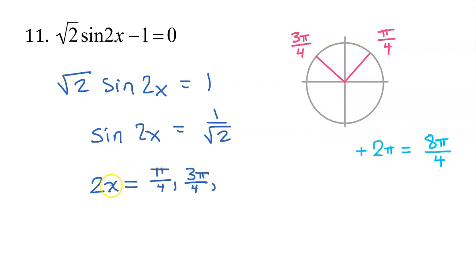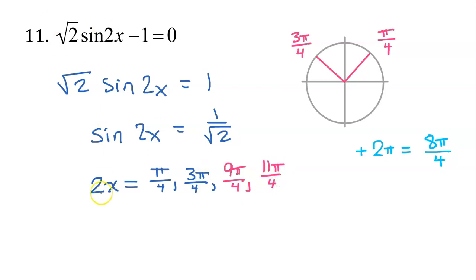The 2x tells us that we will probably need two sets of solutions. We can find the other set by adding 2 pi. In other words, by adding 8 pi over 4. 1 pi over 4 plus 8 pi over 4 is 9 pi over 4. And 3 pi over 4 plus 8 pi over 4 is 11 pi over 4.